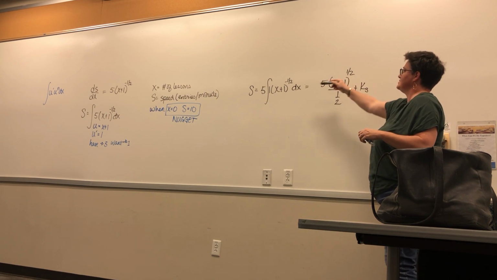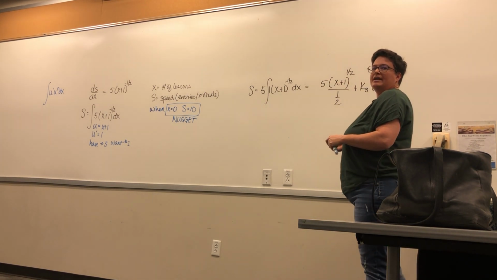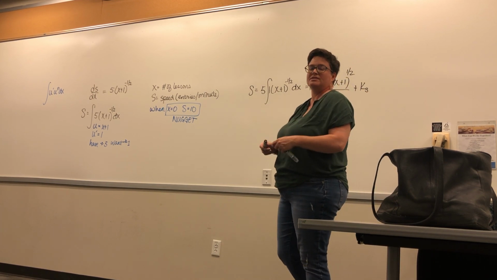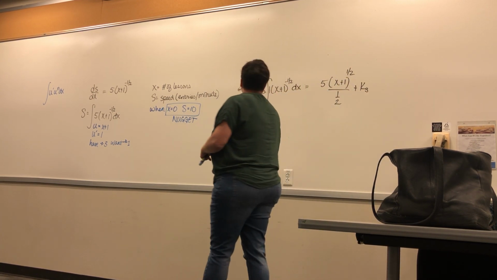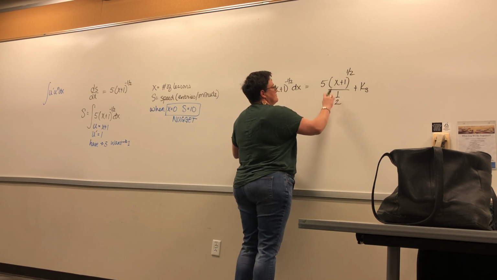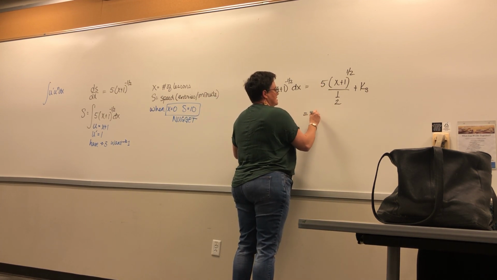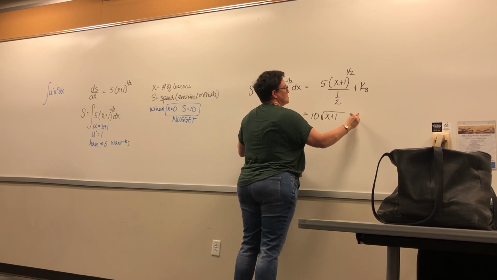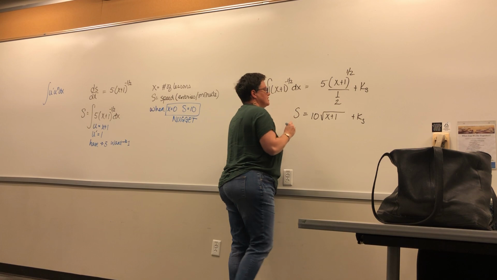How do I resolve this? Do you plug in them? Not yet. This is why I want you guys to simplify to a workable point. You can do this one in your head. Oh, yeah. 2 inverts and multiplies, it looks like 10. This becomes 10 square root of x plus 1 plus k sub s, and this is s over here.